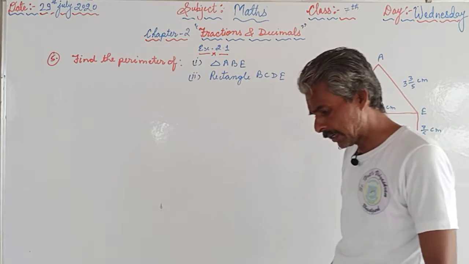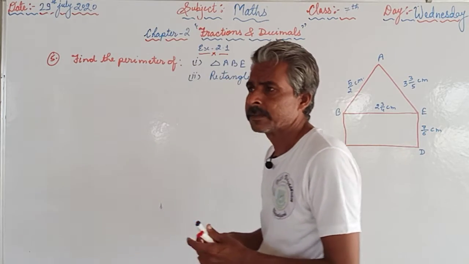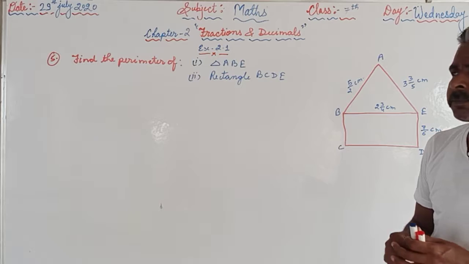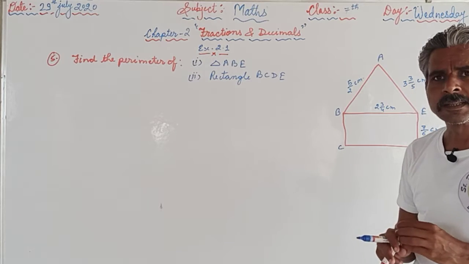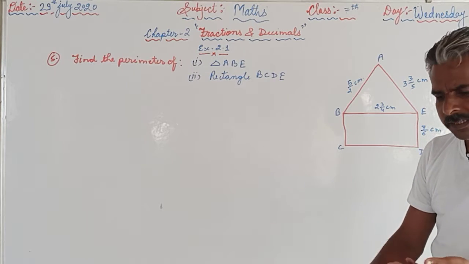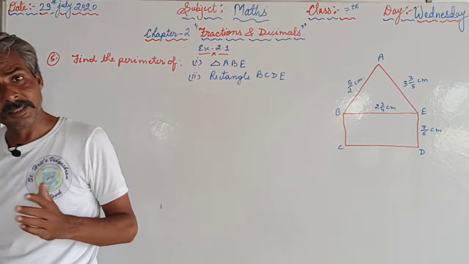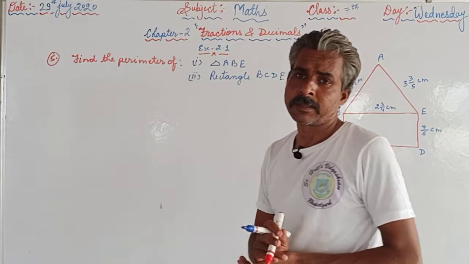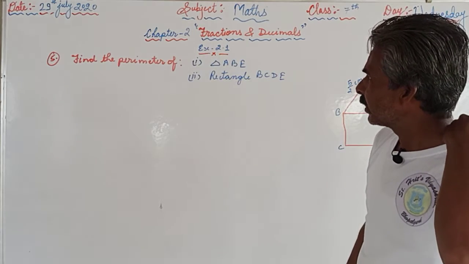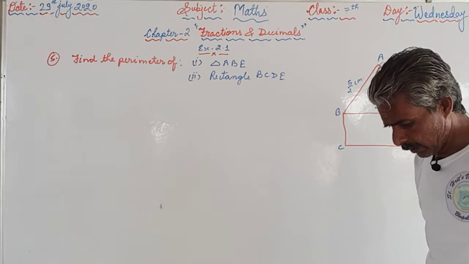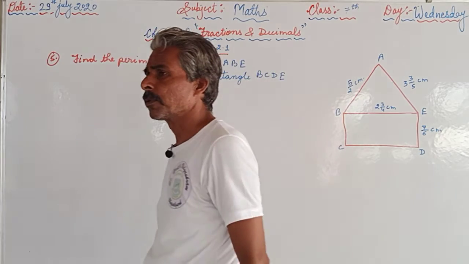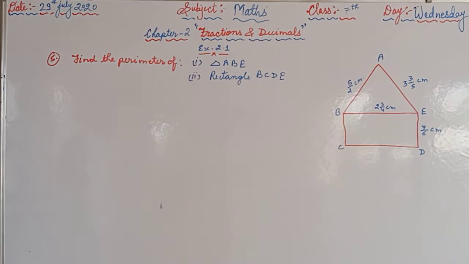So this video is for class 7th and the subject is maths, and we are continuing the same chapter, that is chapter number 2, and the name of the chapter is fractions and decimals. In the first part of this chapter we are discussing only the fractions, and in the later part we will discuss the decimals. So in exercise 2.1 we have discussed questions up to question number 4. Today we will discuss question number 5.